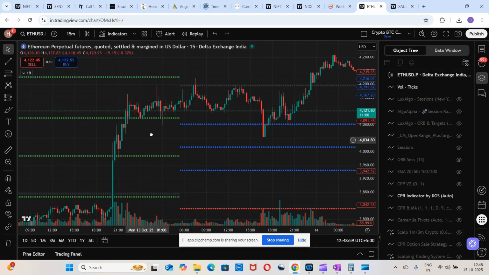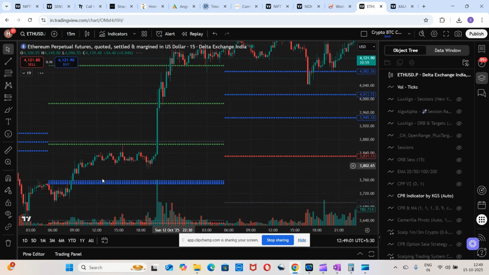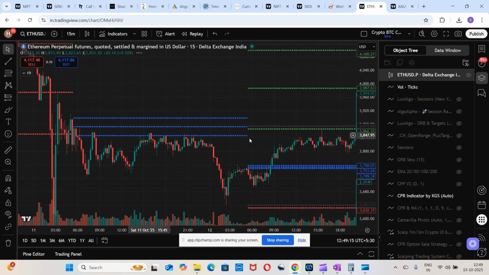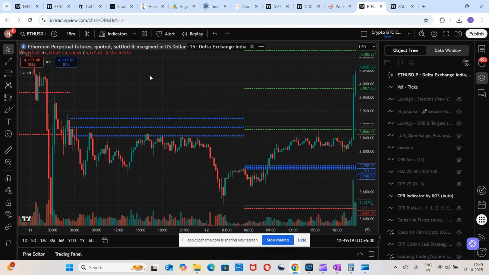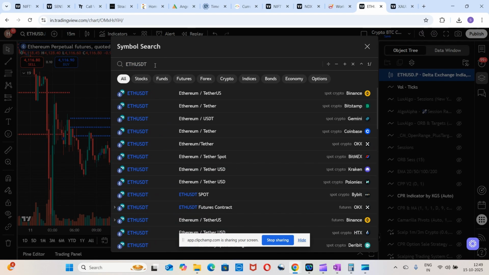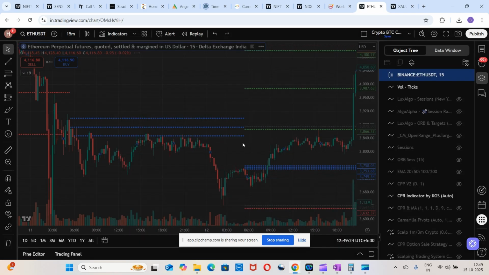This is not 100%, but yeah, see, when the range is very small, very narrow, then huge momentum will be there, and it will be in the direction where the breakout happens. It acts as a support and resistance also. Okay, so it acts as a resistance here, and it acts as a support here. So that's Ethereum perpetual futures. So Ethereum USDT will be pretty much similar, I think. I don't think it will be different, but let's see that also.